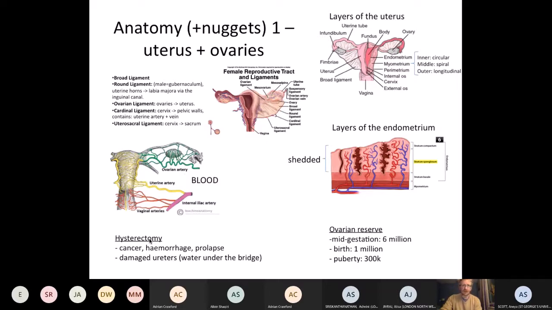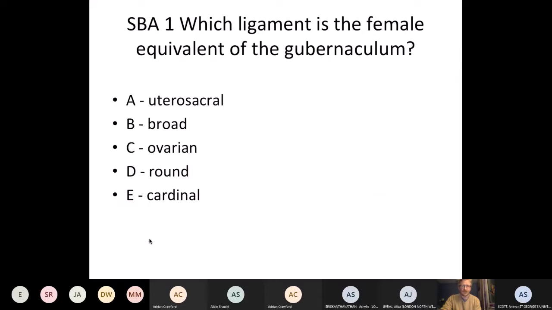Do let me know if there's any questions. I'm not sure I can see the chat, but that's slide 1 of 4. Oh, and now there's a question. I'll open the poll now. Thank you.